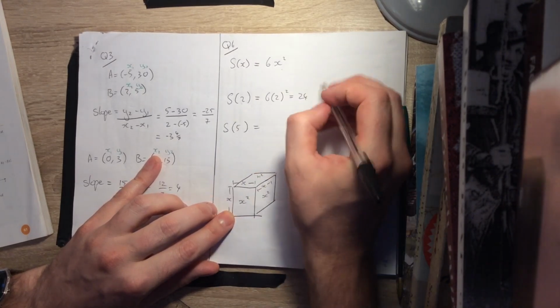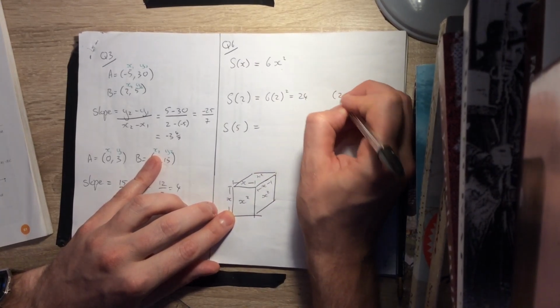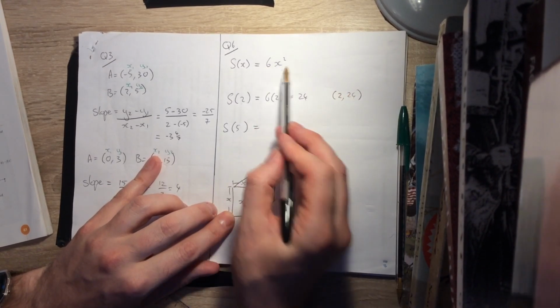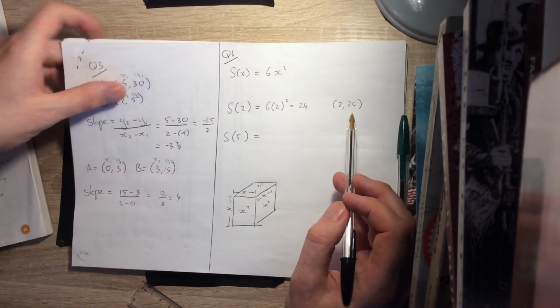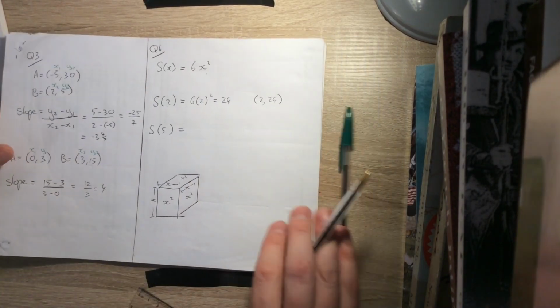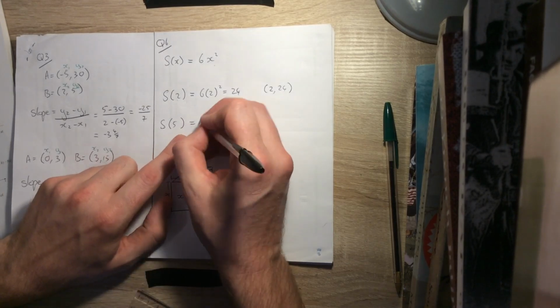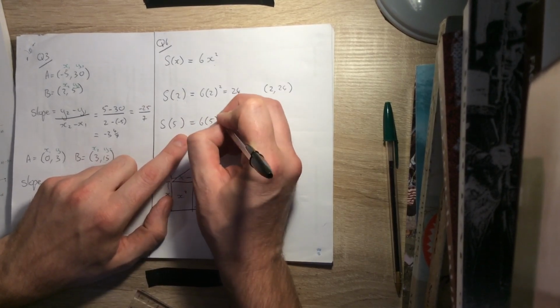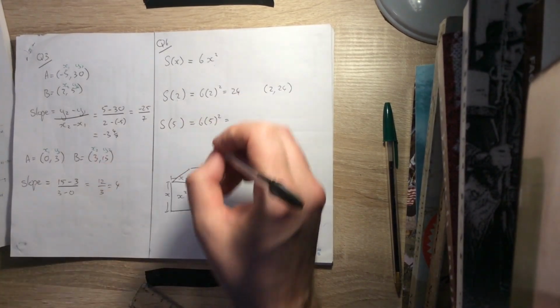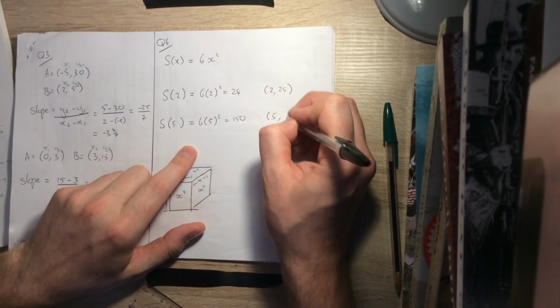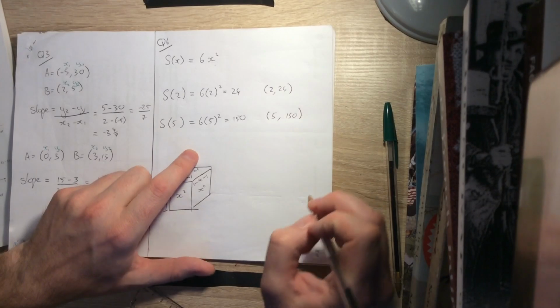But now we can say, well, we've got this point. If x is 2, y is 24. Because that's just a quadratic curve, and this point here, 2, 24, is a point on that curve. Same thing down here. When x is 5, we'll say 6 times 5 squared, which is 6 times 25, or 150. And again, we get this point 5, 150.